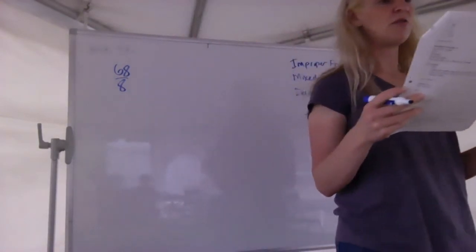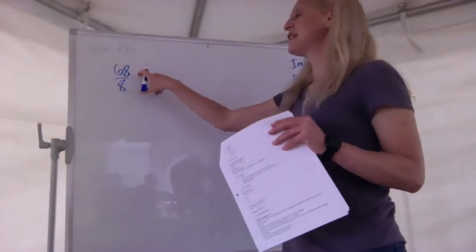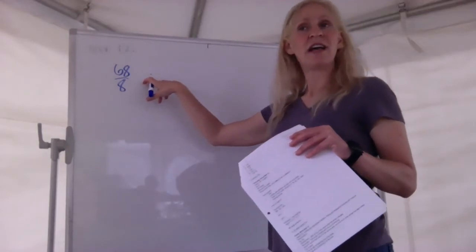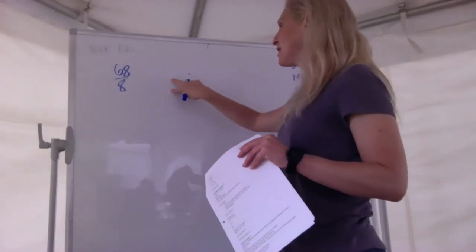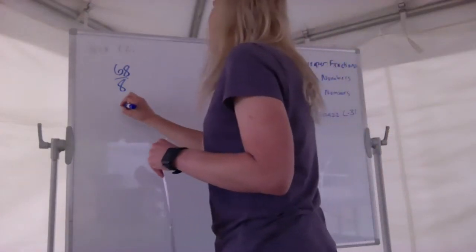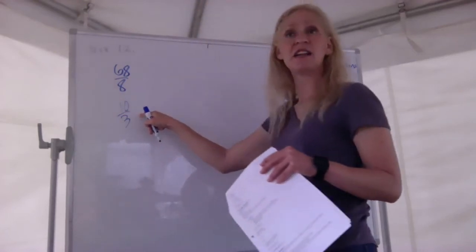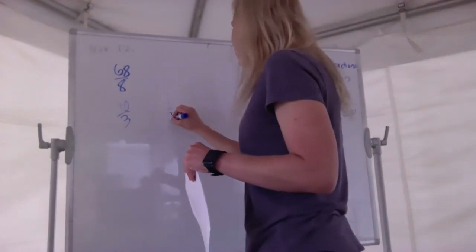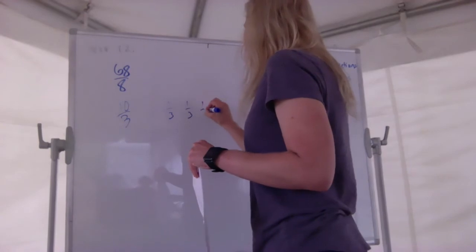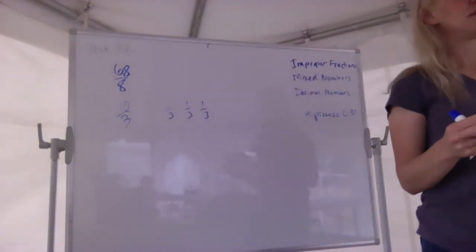Okay, so think about it. What we're saying is we have 68 eighths, right? If I were to write out 1/8 68 times, that would be 68 eighths. Or if I did 10 thirds, that's saying I have 10 of the third. So I could write out 1/3, 1/3, 1/3. I could do that 10 times, right? That's what the 10 thirds means. So it'd be 3 and 1/3.